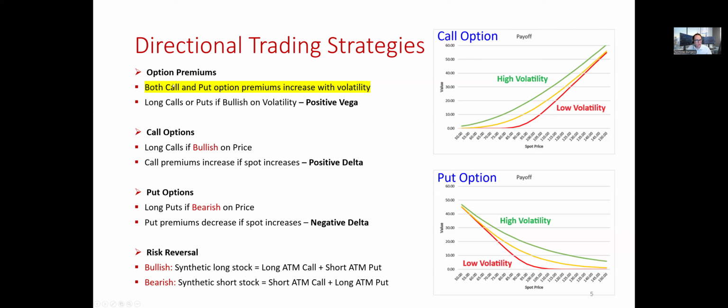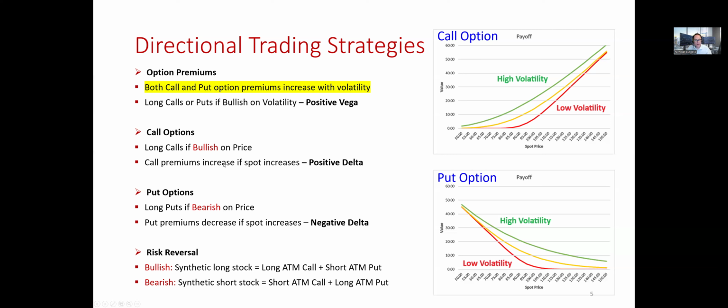So the summary is, if we want to trade volatility, we can be long a call or a put. If we're bullish, we go long calls, and if we're bearish, we go long puts. Now, with call options, we're trading the direction of the price, betting that the price is going up. We trade put options when we're betting that the price is going to go down.